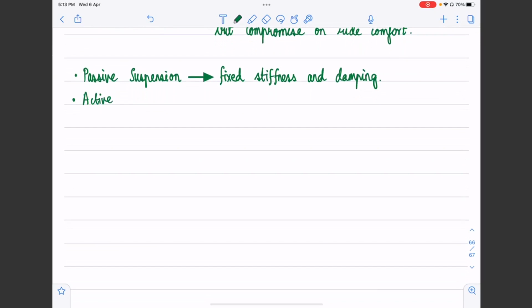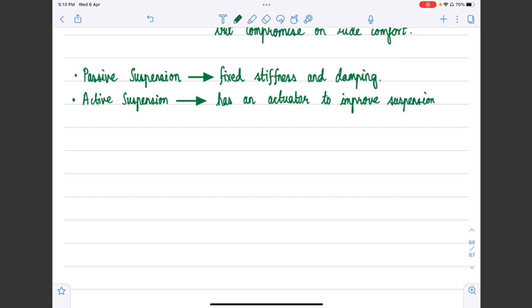In an active suspension, what we have is an actuator that can provide a variable force on the masses supported on the suspension, and that can improve the suspension performance. Obviously it's more complex, but it provides better performance. So it has an actuator that can provide a time-varying force on the masses supported by the suspension, and this improves the suspension performance. So that is an active suspension.